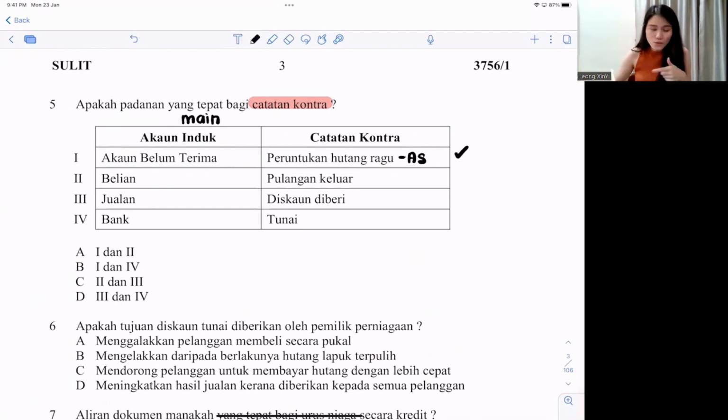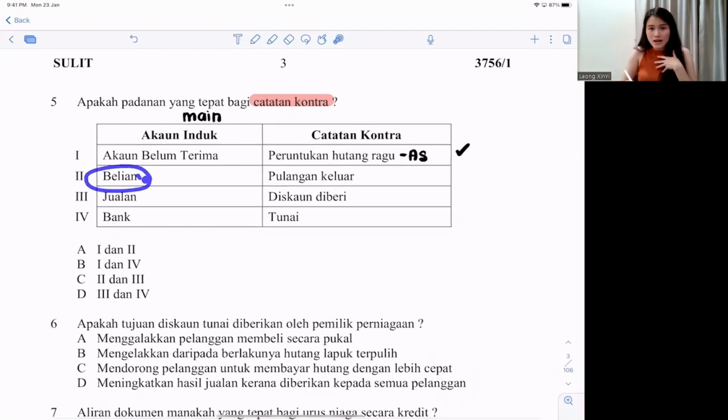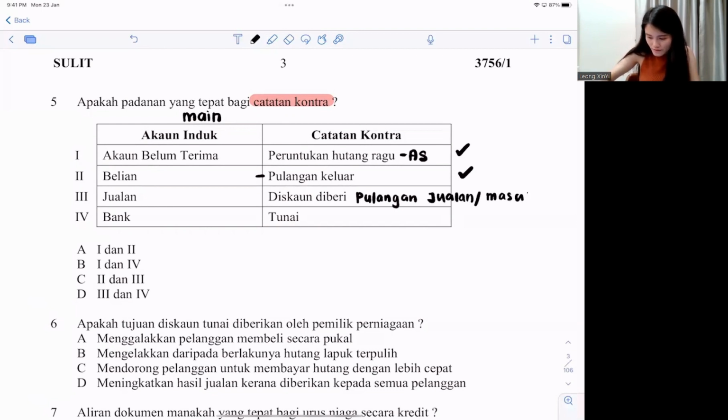Second one, belian with pulangan keluar. Pulangan keluar is correct because if you think about it, right? I buy and when I return, isn't it return out? So yes, this is the correct pair as well. Okay, so do you see that actually pulangan keluar deducts from your belian? Now jualan and discount delivery is wrong because it should be the same like belian. If belian pairs with pulangan is a contra, then jualan should also pair with its own pulangan. So it should be a pulangan jualan or a pulangan masuk. These two. Okay, so that one is a pulangan belian lah, guys.